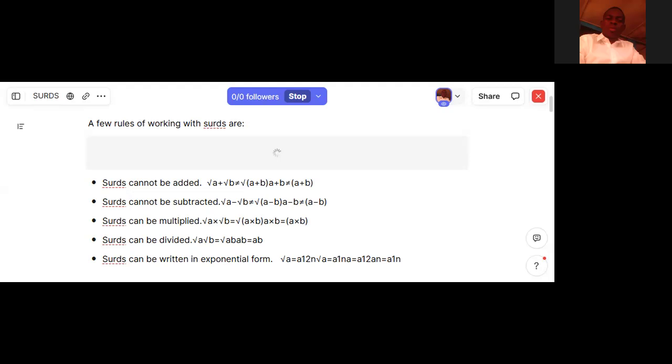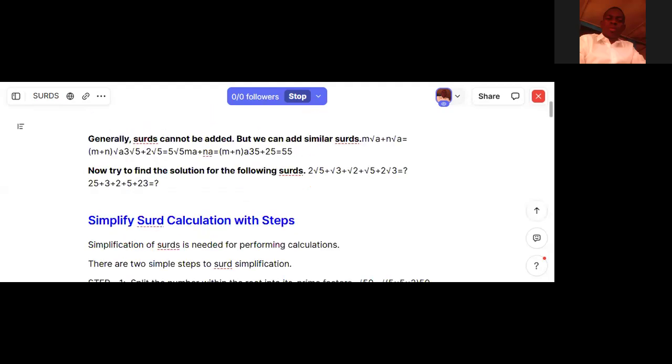Surds can be multiplied. For instance, you have root A times root B to give root AB. Surds can also be divided. You have root A divided by root B to give root A over B. We've seen that.